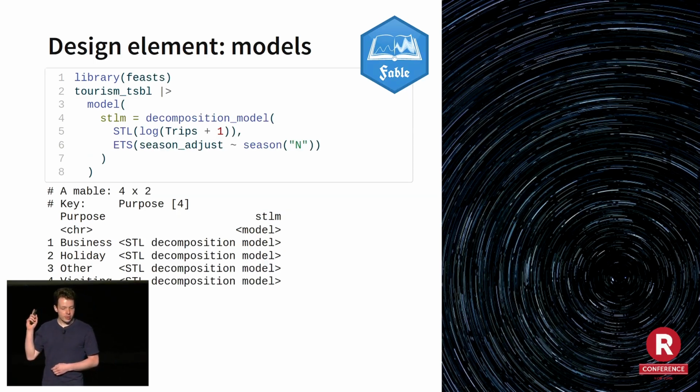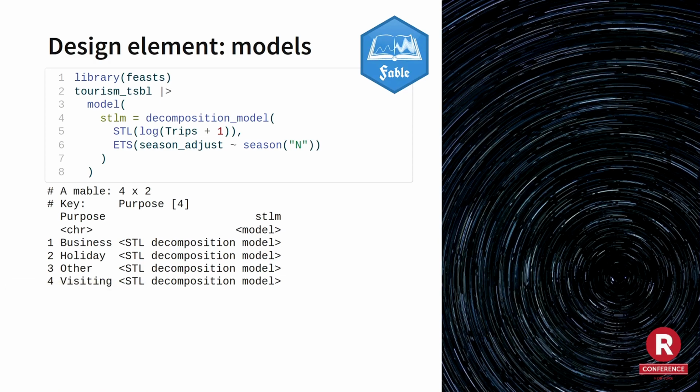Now, the slide that I skipped is where it's really useful in Fable. We can use these building blocks as inputs to other functions or inputs to other steps. And because these are all functions, it's very extensible. Anyone can write their own STL function and put it in the model function. It's very extensible where forecast lacked.